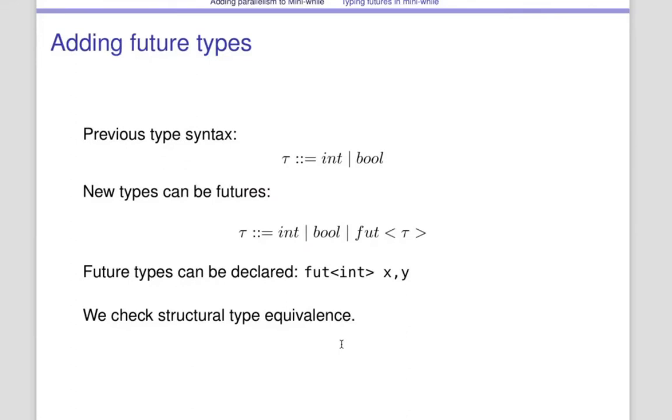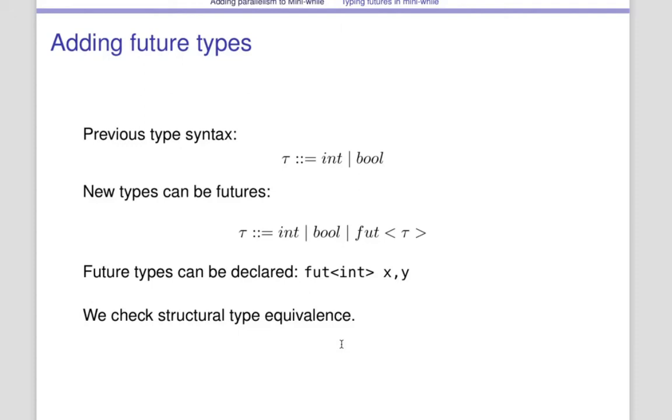So now let's quickly get into futures. Previously in the type syntax, we used to have integers or boolean. And now we want to extend it with futures. So we want to have integer, boolean, and futures. But we don't just want to identify futures. We want to know which is the type of the value that is stored in the future.